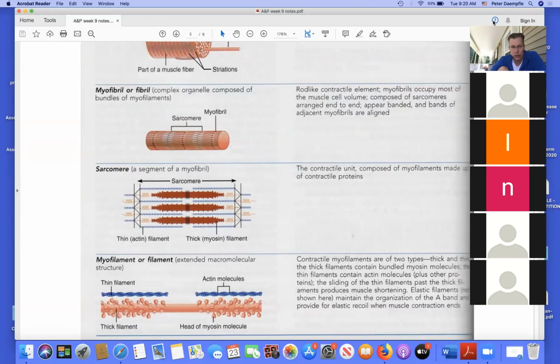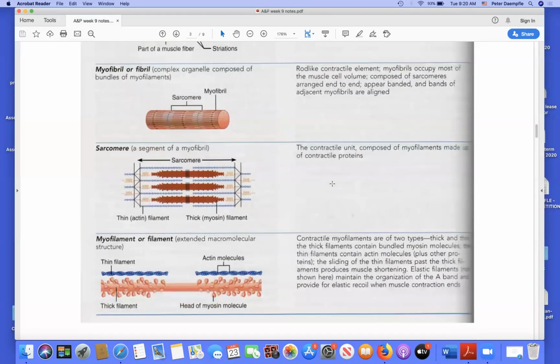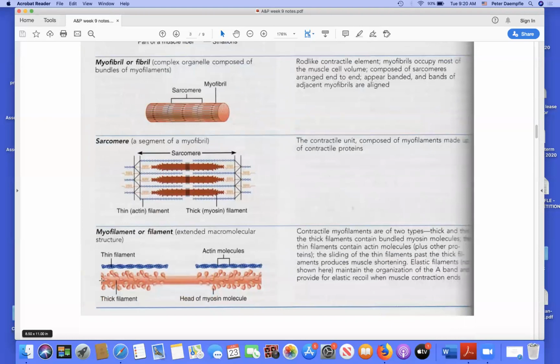Chop the noodle, this little noodle, then each chop is a sarcomere. In other words, the area in between the two Z lines is the sarcomere. That's called a Z line or a Z disc. Okay. And what is all this made of? It's made up of two proteins, actin and myosin.